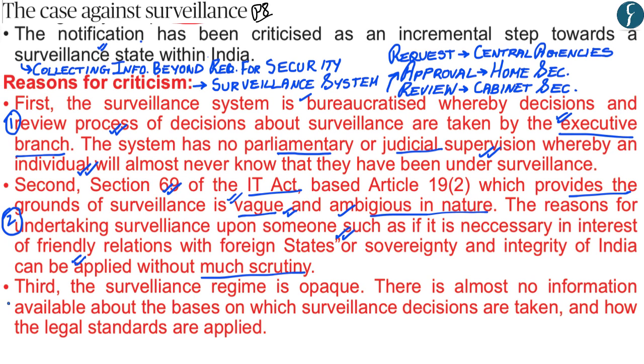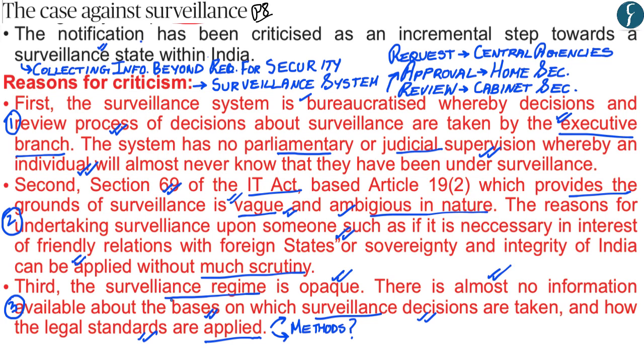Now, the third and final reason given by the author as a form of criticism of the surveillance system of India is that India's surveillance regime is opaque in nature, whereby according to the author there is almost no information available about on which basis surveillance is undertaken, how decisions on surveillance are made, and what legal standards are being applied when first putting someone under surveillance, and secondly, what surveillance methods are being used. Now, these are the three main reasons for criticism given by the author for India's surveillance system.